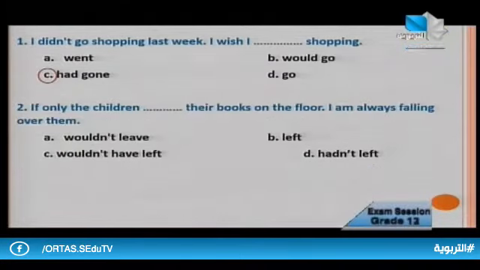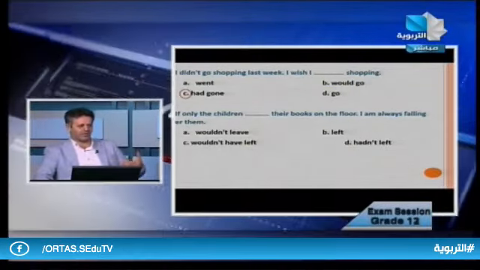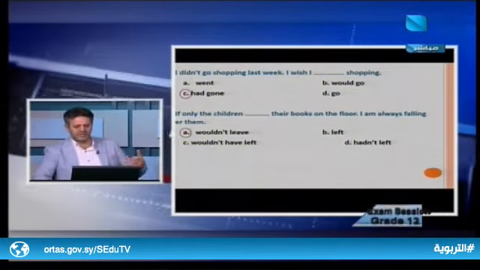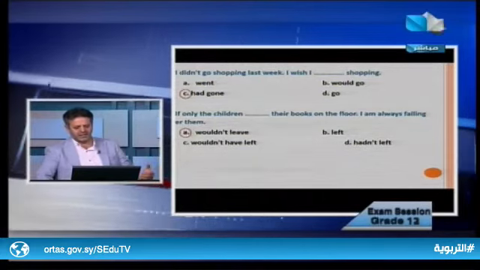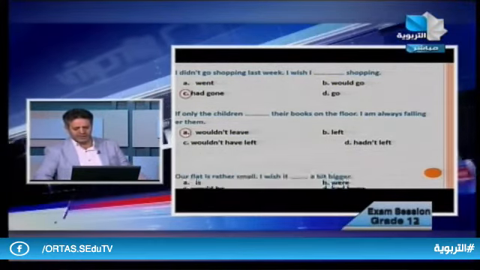Number two: if only the children their books on the floor, I'm always falling over them. Here the students should notice that we have always with the present progressive. It means we have annoyance or criticism, so we should use wouldn't leave. The answer is A. If only the children would not leave their books on the floor.